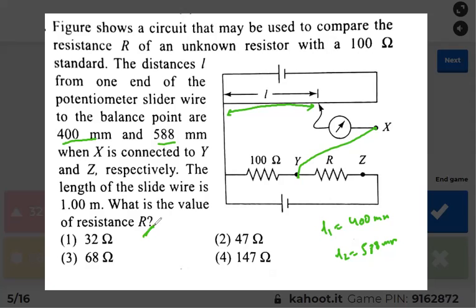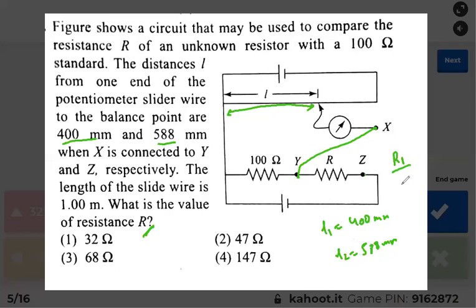Now tell me, think about it. If this is connected to Y, the distance is 400 mm. If this is connected to Z, it is 588 mm. So you don't have to worry about this. Just connect it to Y. So I hope all of you remember the meter bridge concept. It is unknown resistance. This resistance is given, and this length is given 400 mm. So what is the formula? I hope all of you remember this.